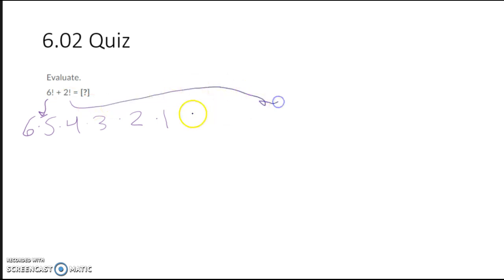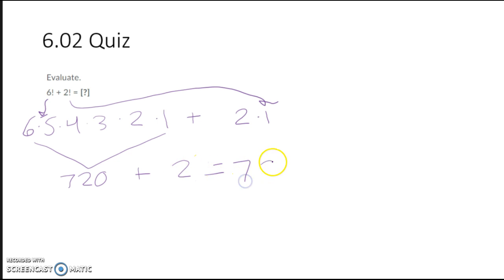And then we're adding to that 2 factorial, which is just 2 times 1, because 1's the only number less than it. So then you multiply all of this together, which ends up giving you 30 times 4, which is 120, times 6, which is going to give you 720. And then plus 2 times 1 is just 2. So you should get 722 here for this one.